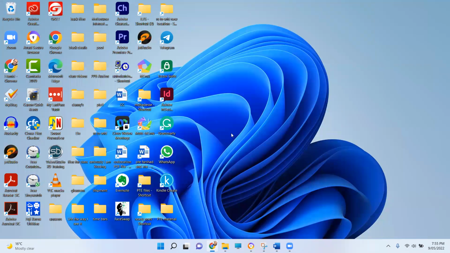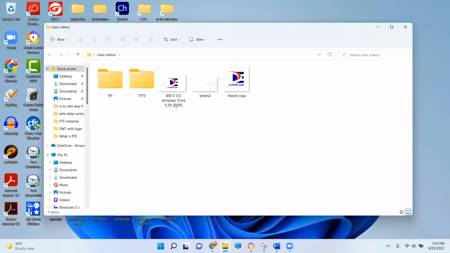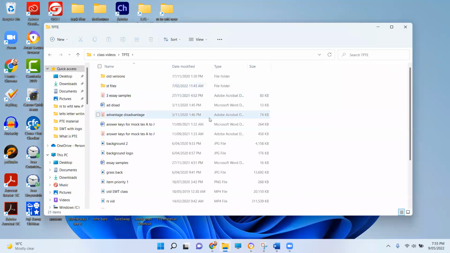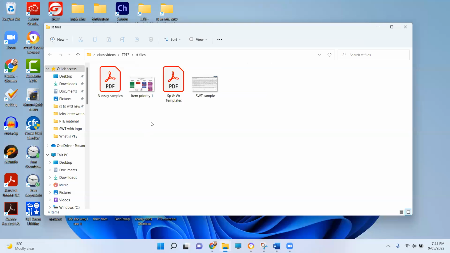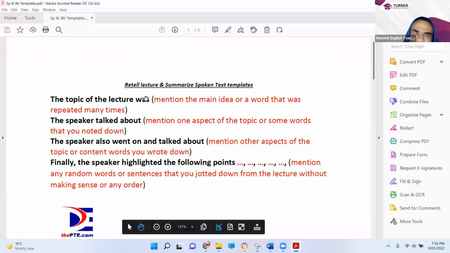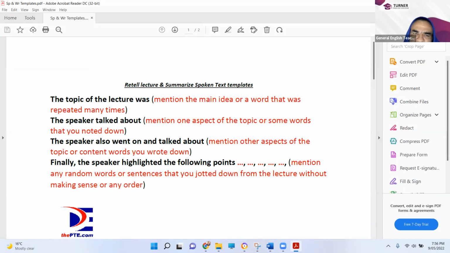Yes, please. Okay. So we use the same template for this section and the first one here. The topic of the lecture was, the speaker talked about this, the speaker also went on and talked about that. Finally, the speaker highlighted the following points, okay? Okay, thank you. All right.